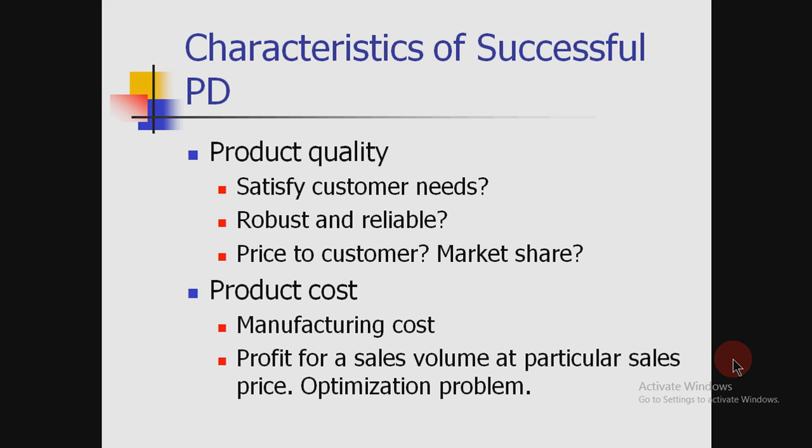Product cost includes your manufacturing cost, profit for sales volume at a particular sales price, and the optimization problem. In optimizing, we are trying to reduce the cost of the raw material, reduce the processing cost, and reduce the team cost. Optimization means we are not sacrificing the quality and the function. We are only optimizing how we use the raw material. That means quality is at par; there is no sacrifice in the quality.